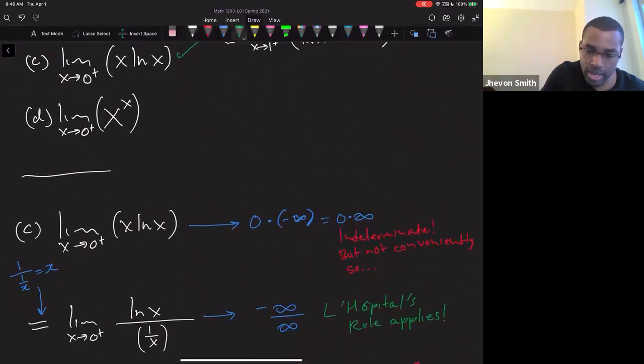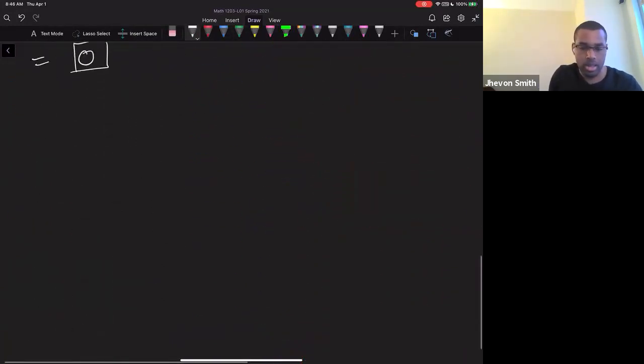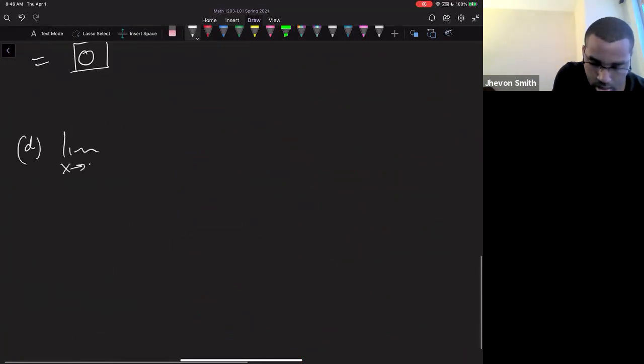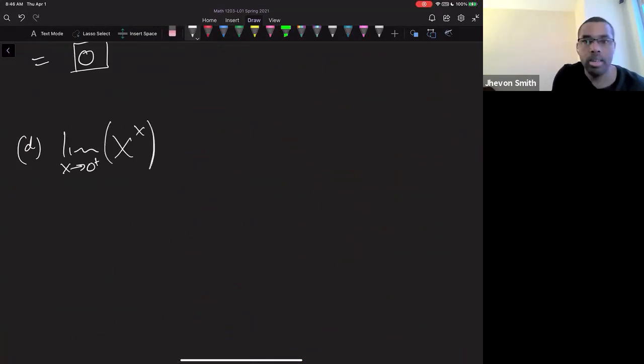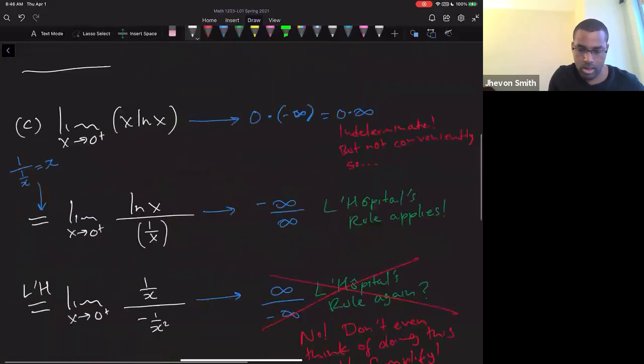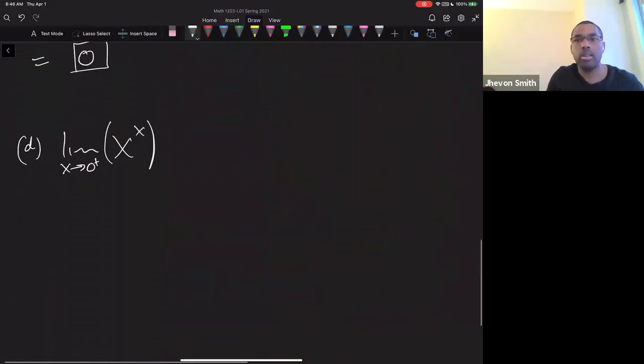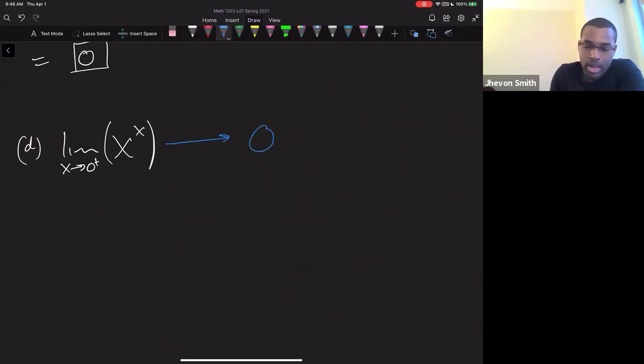Okay, let's do x to the x. Here's an interesting one. Okay, so we look at this limit. What is it? Boom. As x approaches 0, the base goes to 0, and as the power x goes to 0, well, that goes to 0. It's 0 to the 0, indeterminate.